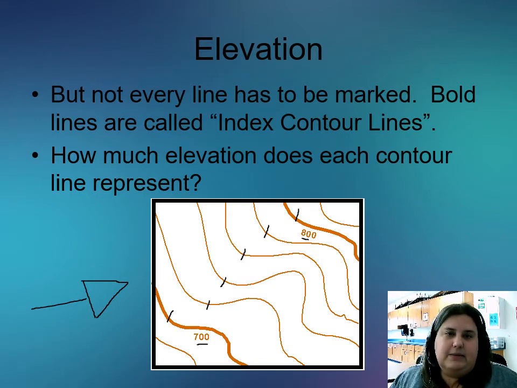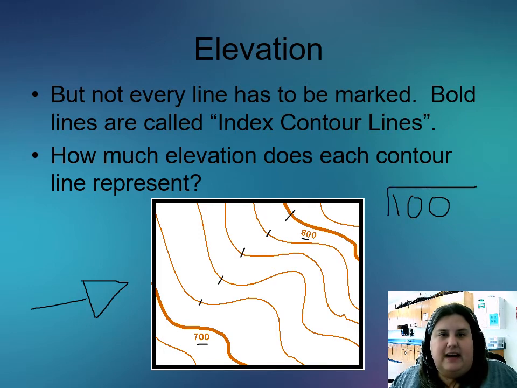To do that, we're going to subtract our two index contour lines that are closest together. And when we subtract 800 minus 700, we get 100. And then we're going to count all of the lines that we see going up to the next index contour line. So we have 1, 2, 3, 4, and then this fifth one. We want to make sure we include the one that we're counting up to. And then we're just going to divide that. So 100 divided by 5 is 20.